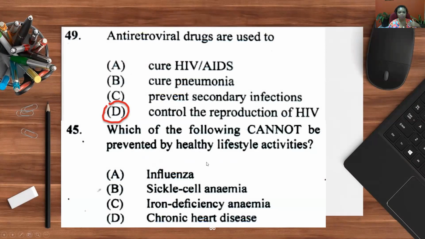Which of the following cannot be prevented by healthy lifestyle activities? Answer: sickle cell anemia. So even for influenza, you can wash your hands. That's a lifestyle activity. Personal hygiene. Iron deficiency anemia. That's also lifestyle, because I guess you can eat healthy and eat the correct nutrients to get your iron. Chronic heart disease could be due to lack of exercise or eating fatty foods or too much salt in the diet.